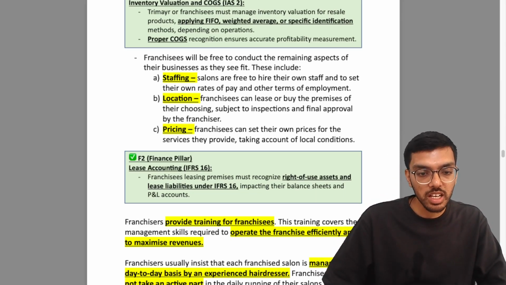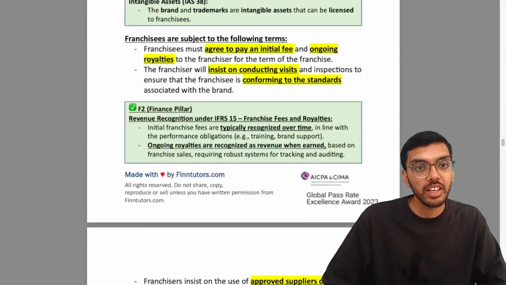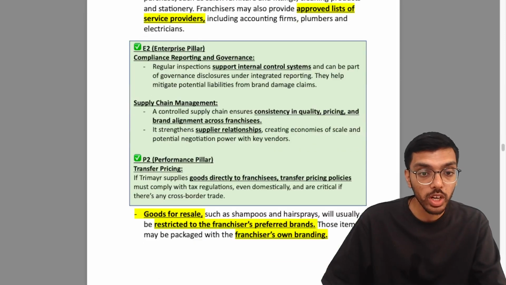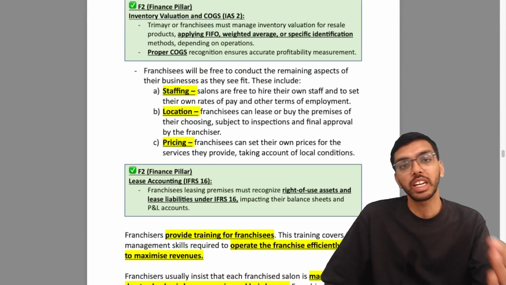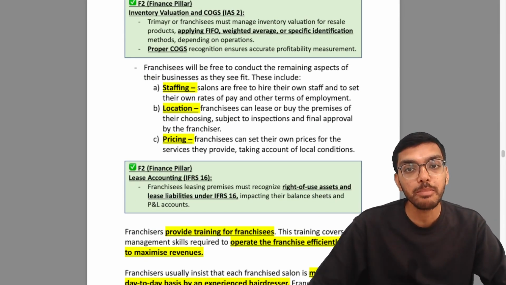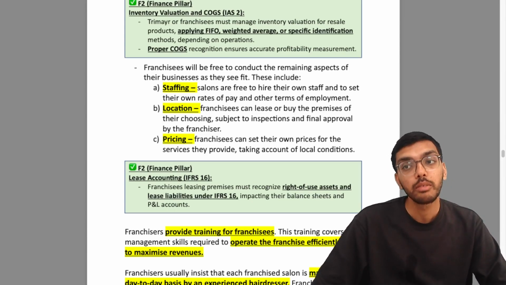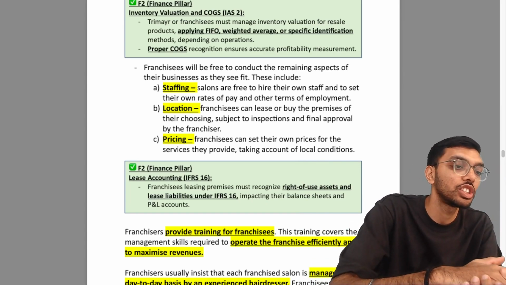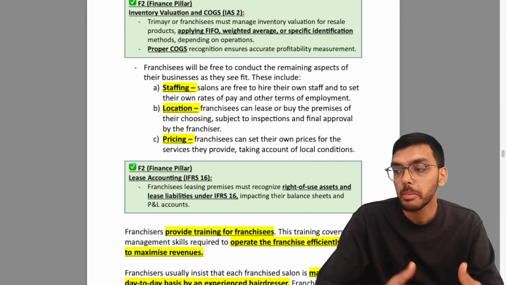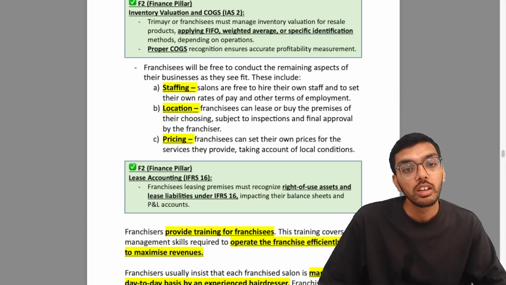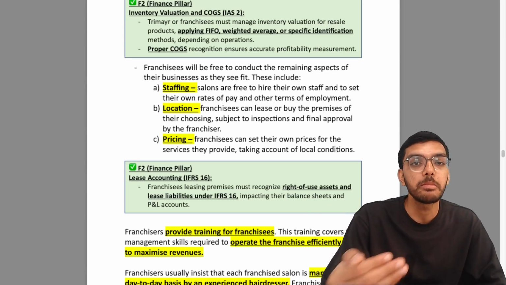We have discussed how the franchisee system works in the salon environment, and we're taking it further. Franchisees will be free to conduct the remaining aspects of their business as they see fit. We already discussed this: there is centralization in terms of making major decisions, but there is decentralization as well in some aspects such as staffing, location, and pricing. This the franchisee can decide by themselves.